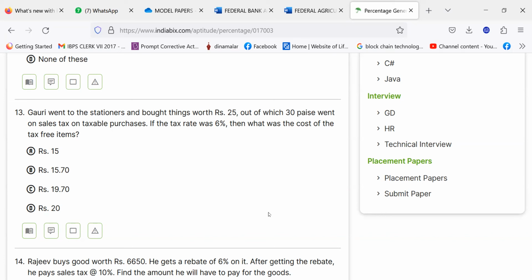Option D, 20. Option B, 15.70? No, sir. Option D, 20. D, 20. Achha, achha. If the tax rate was 6%, oh. Achha. Balance is how much? 20. Good.